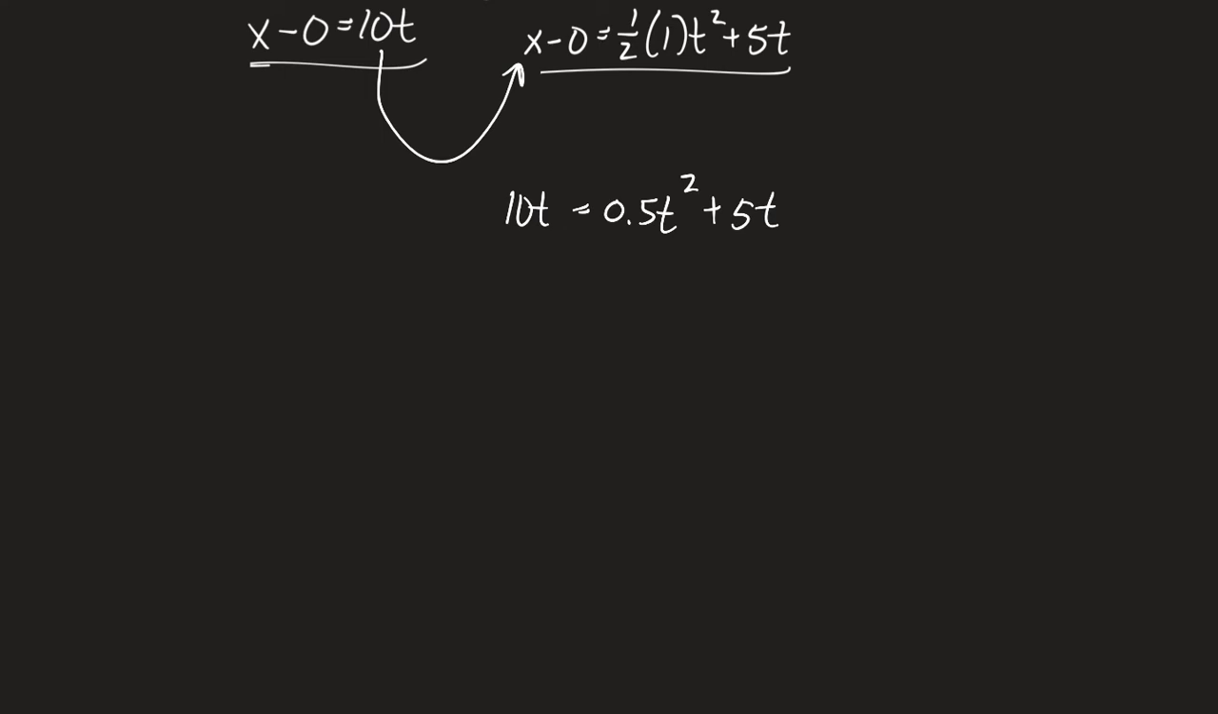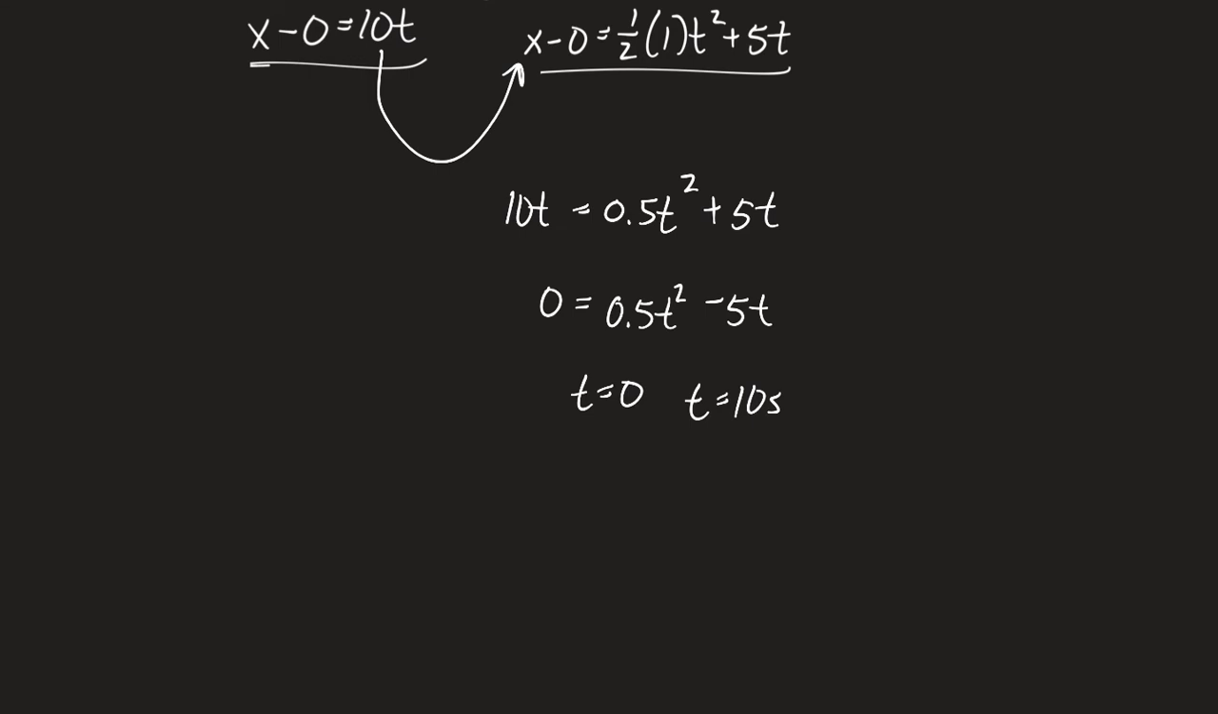Or 0 equals 0.5 t squared, not plus, minus 5t. Seems to me I can get two values for t here. T equals 0 and t equals 10 seconds. And remember, factor out the t. Don't divide by it because it's 0. You can't divide by 0.